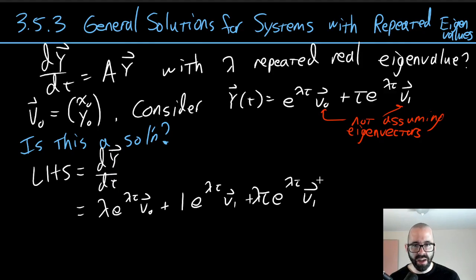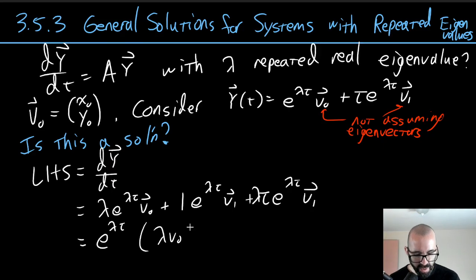Okay, that's what we've got. Can we clean this up a little bit? I think so. Everything has an e to the lambda t. I see that right now. Let's factor out an e to the lambda t and see what we get. We're going to be left with lambda v naught.